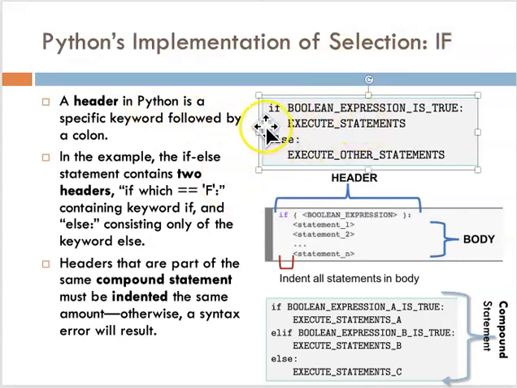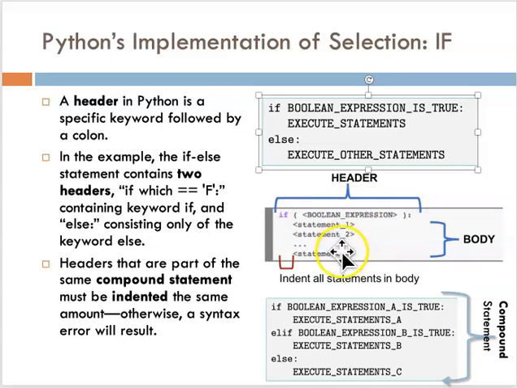If some Boolean expression is true, you add a colon, then you execute the statements that are indented, and that indentation is very important. Else, otherwise, colon, execute some other statements. The first line is called the header. That's the if part. Normally you'll enclose that Boolean expression in parentheses, just like we see here. Then you'll add a colon.